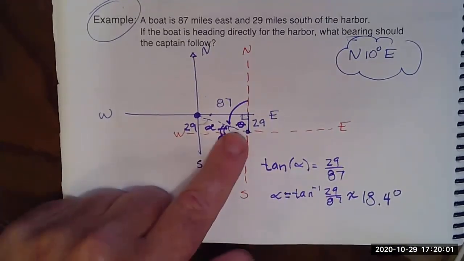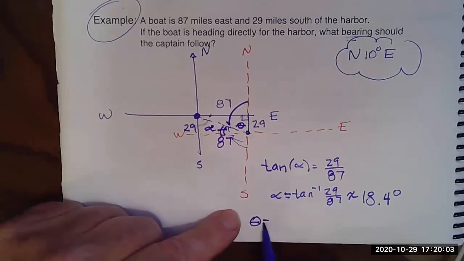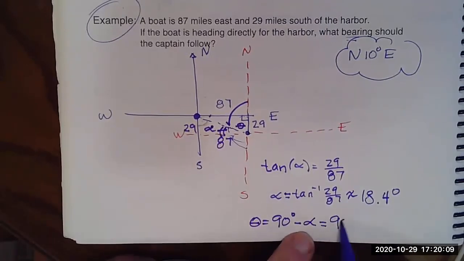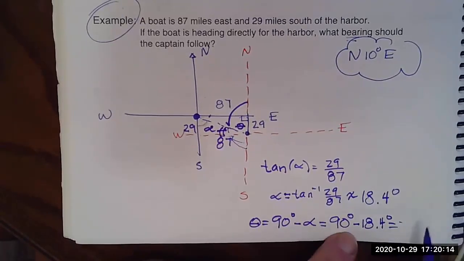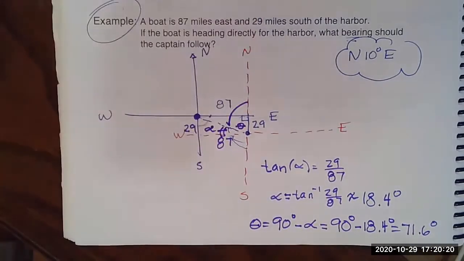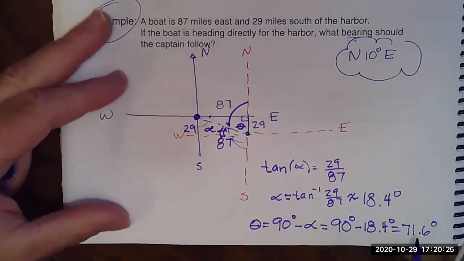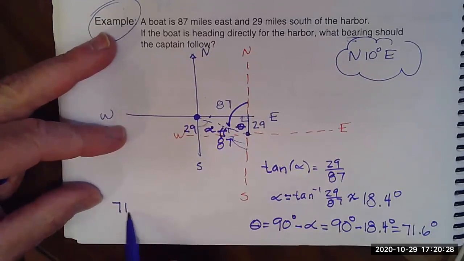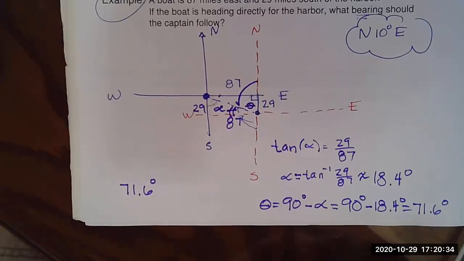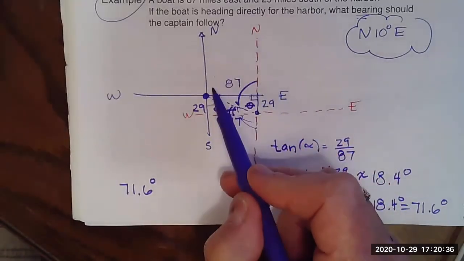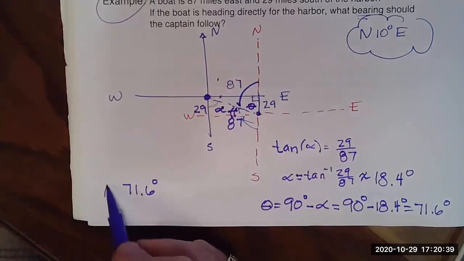So if I want theta, theta is equal to 90 degrees minus alpha, which is 90 degrees minus 18.4 degrees, which is 71.6 degrees. So the bearing that the ship captain should take, that's less than 90, is 71.6 degrees, and the heading, or the bearing, is northwest, not west-north, but northwest.